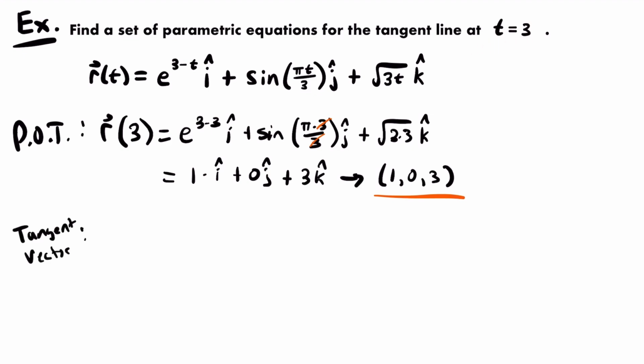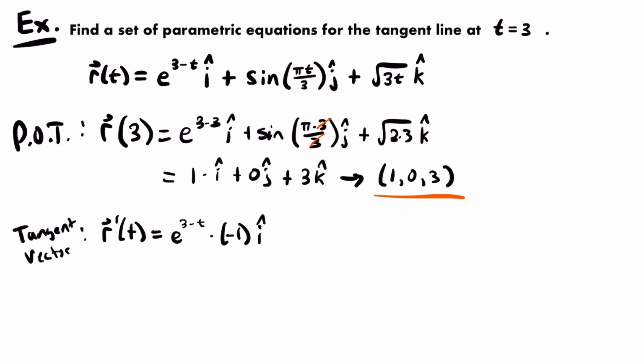So let's start by taking the derivative of our vector function. We'll have r prime of t is equal to the derivative of e to the power of 3 minus t. Remember that the derivative of an exponential function with a base of e is just itself multiplied by the derivative of the exponent. So we'll have e to the power of 3 minus t times the derivative of 3 minus t, which will just be negative 1. So we're multiplying by negative 1, and then we multiply by i.